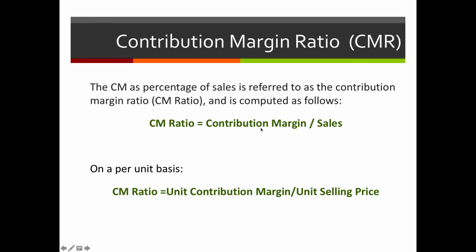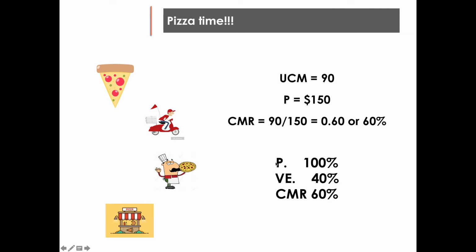Remember, those are related. The difference between this one and this one and this one and this one is only the units sold, right? As a percentage, no matter if you compute it right here or you compute it right here, the percentage will be exactly the same. In our pizza time, the unit contribution margin is 90 pesos. The price per pizza is 150. Then if I divide 90 pesos by 150, we will see that our contribution margin is 60, or 0.60, or 60%.